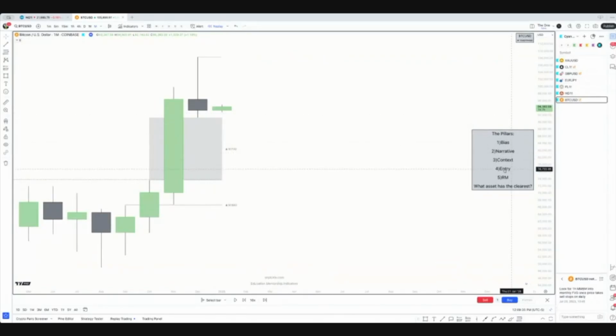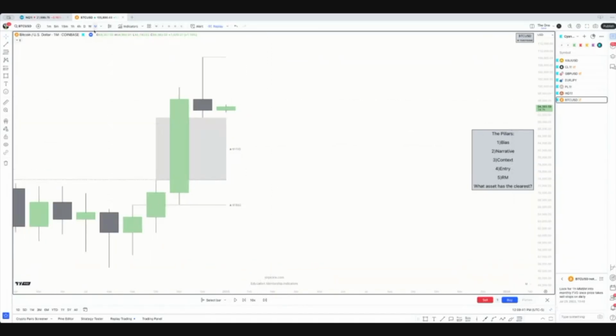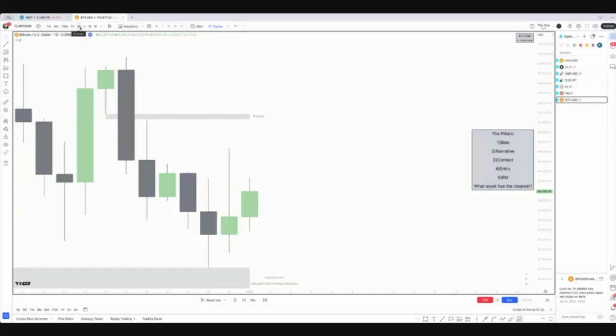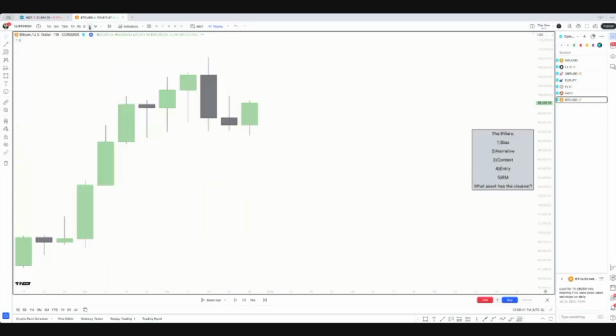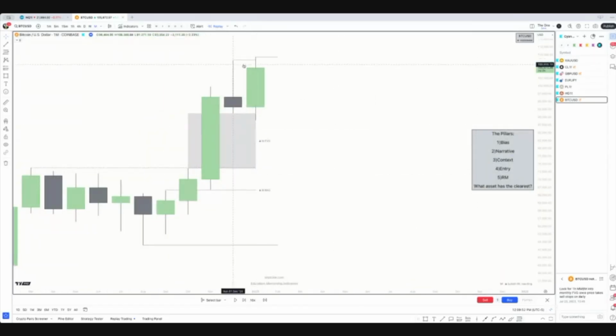Now we need our entry. And if we're swing trading, our entry can simply come in the form of 4-hour fair value gaps or 1-hour fair value gaps. Now, this leads me into the discussion of time frame alignment.